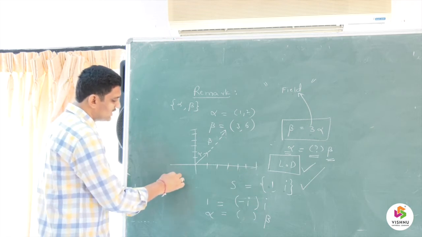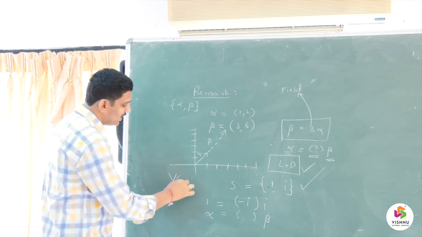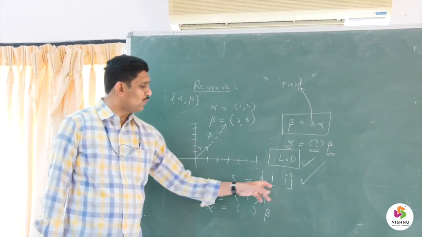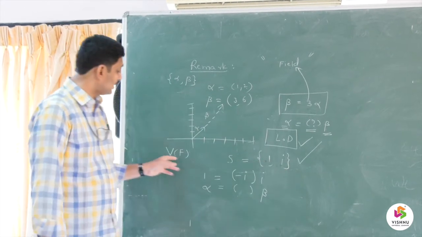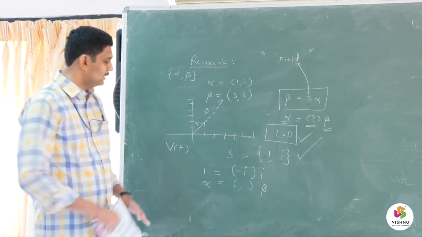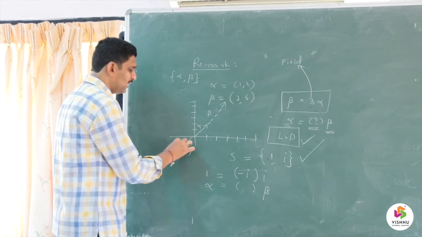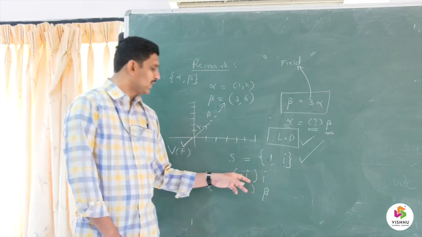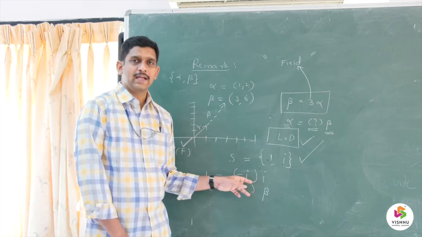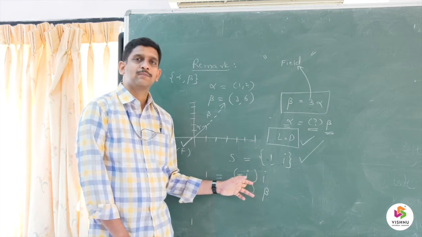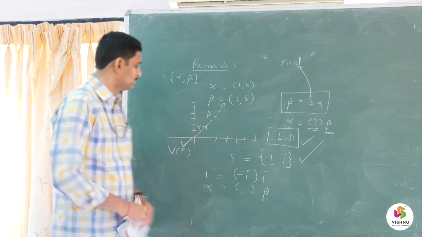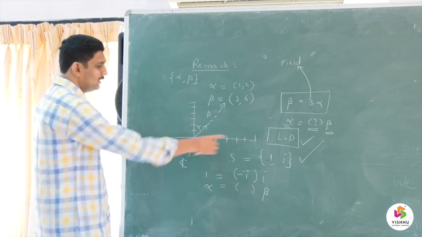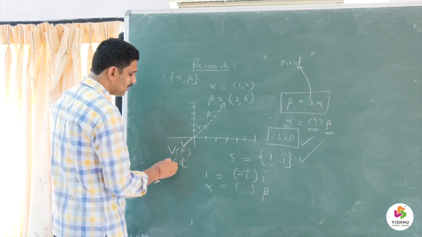So we take that V is the vector space and we should have a field here. So if I take S is equal to {1, i}, which is a set in the vector space V of F, then based on the field we say that it is linearly dependent or independent. Here the scalar is minus i. Now minus i is a complex number. So if you take the field F as the complex number system, then this set is linearly dependent on V of C.